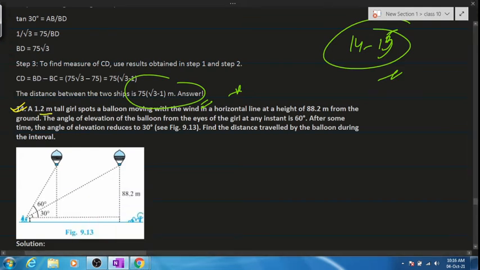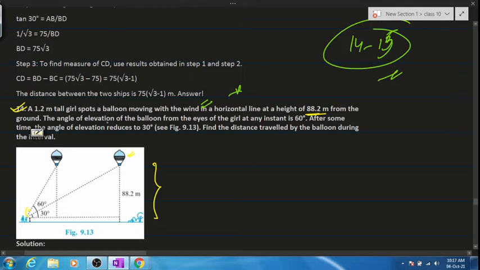There's a 1.2 meter tall girl. This girl is 1.2 meter tall. She's spotting a balloon moving with the wind horizontally at a height of 88.2 meters. The entire height of this balloon is 88.2 meters from the ground. Now some students might make a mistake out here. They will take the distance from here. It's not from here, it's from the ground, the level at which the girl is also standing. And the girl happens to be 1.2 meter tall.